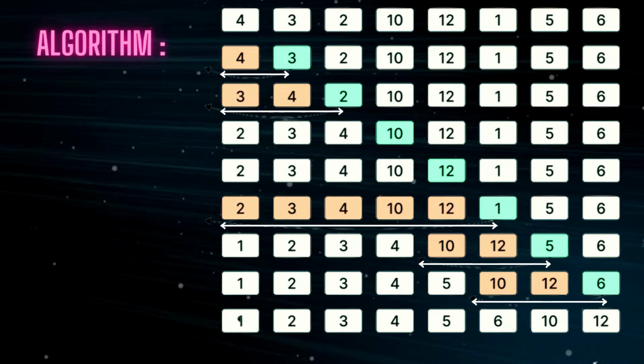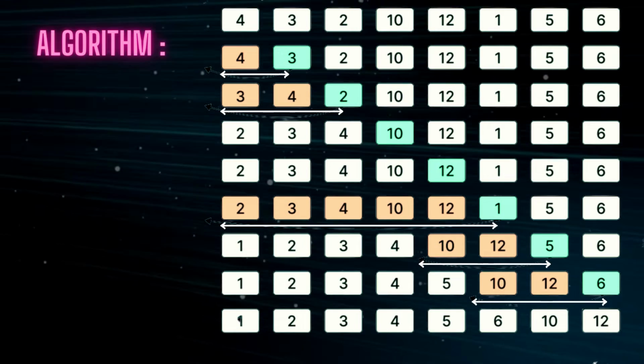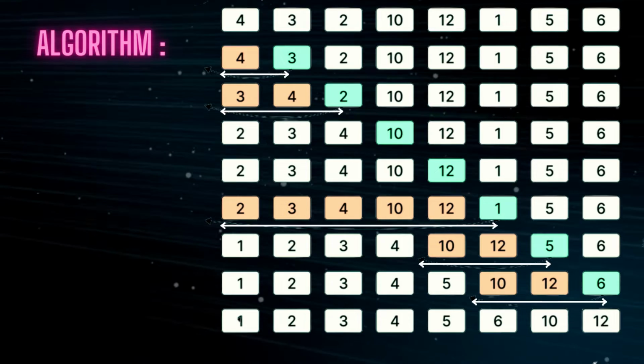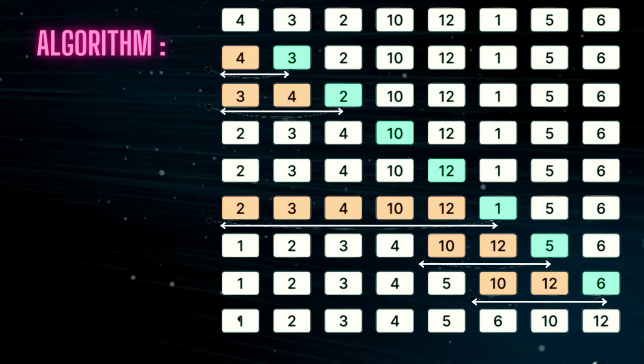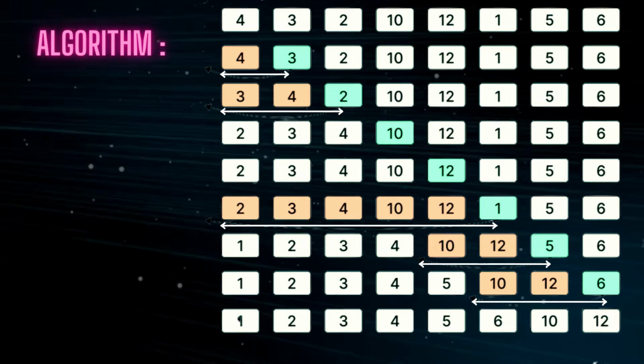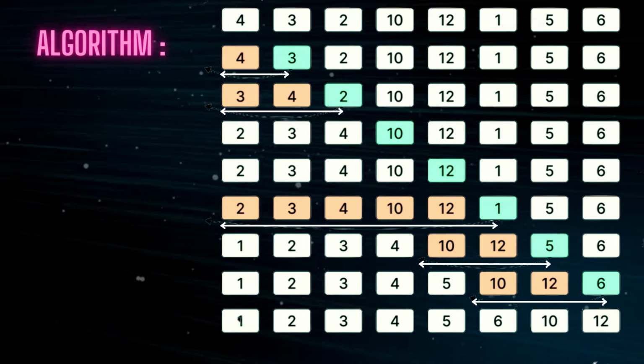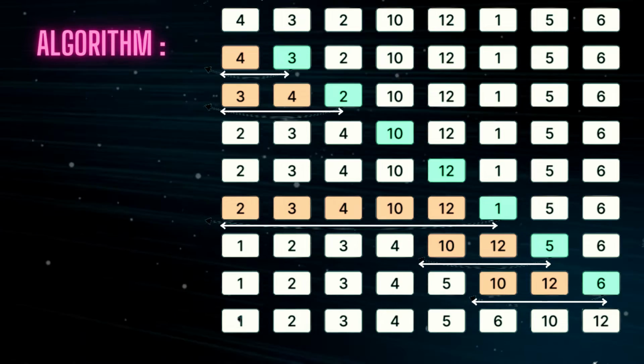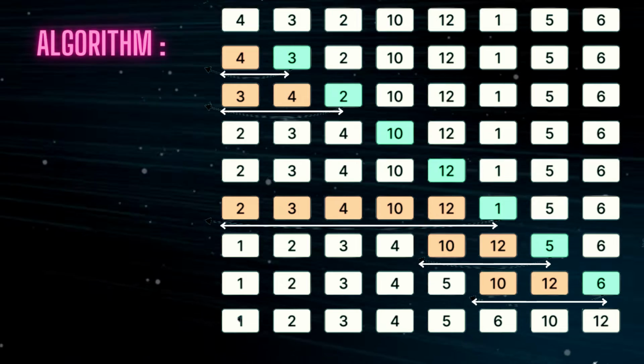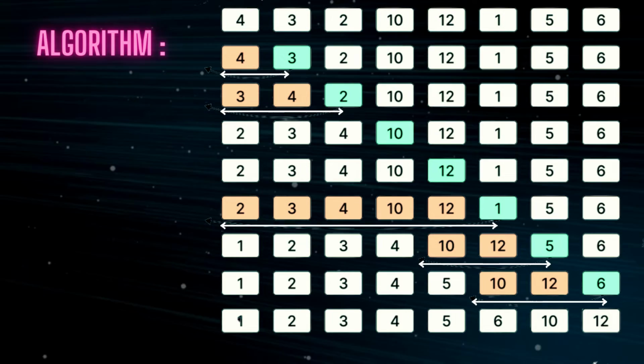Here we have an unsorted array. Here we assume 4 is sorted. Then we move to the next number, that is 3. 3 is less than 4, so we swap them. We move to the next number, that is 2. 2 is less than 3 and 4 both, so we place it in the first position.